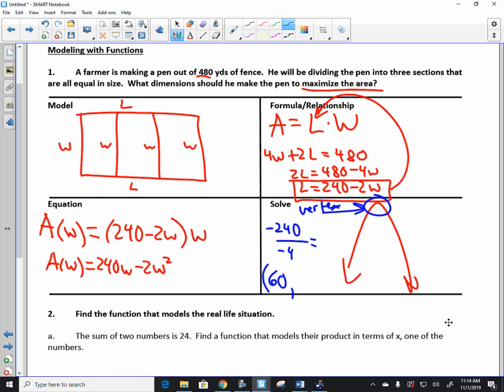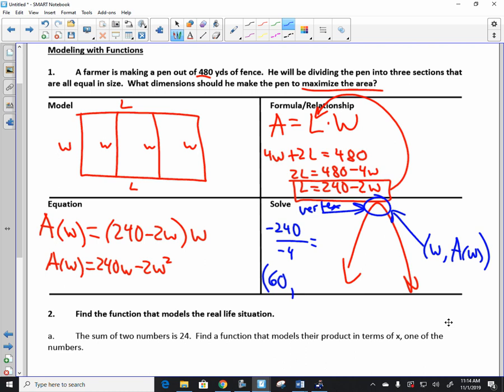Okay, so this vertex has a coordinate. It's got a coordinate of W and A of W. So we just found the width. The width is 60. But here's where you got to pay attention. If you plug 60 back into here, what would you get? Don't give me a number, give me a representation. What would it produce for you? The area. Did we want to know the area or did we want to know the dimensions?